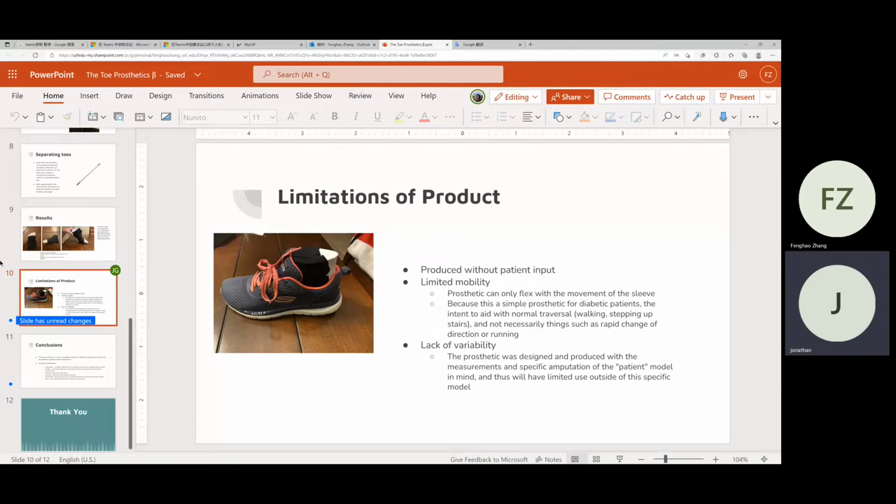And so if this product were done in the future, these would be things that we'd have to take into consideration. And then on the left, you can see that the prosthetic was placed into a shoe. And so that's just a real world usage of it. And then next.